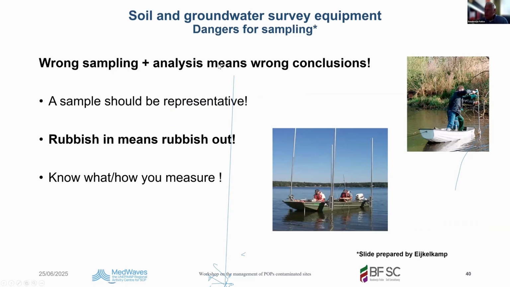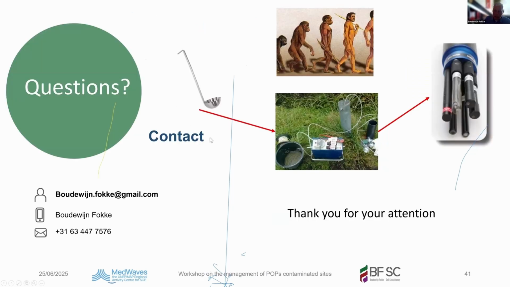Wrong sampling analysis means wrong conclusions. A sample should be representative, rubbish in, rubbish out. Know what you measure and how you measure. It's important. This was it on the equipment to be used for sampling. Any questions? If not, I will change to my next presentation.